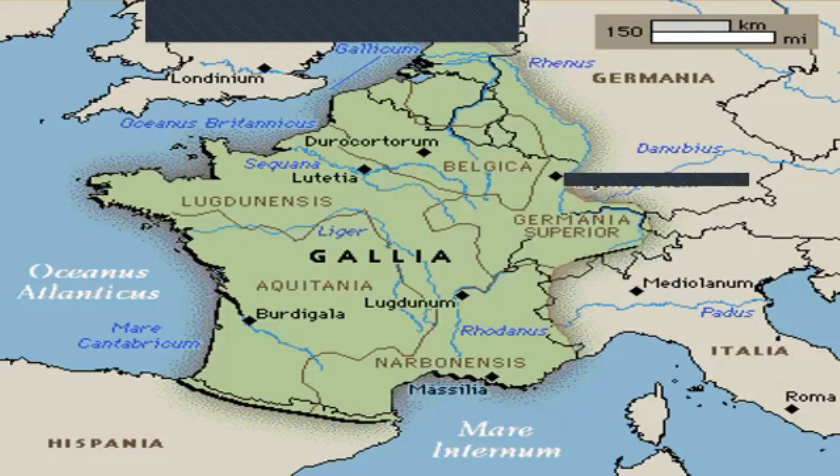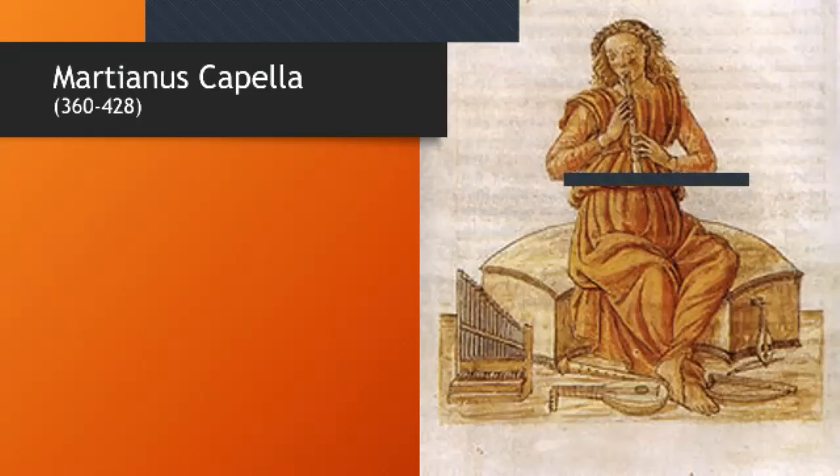The next author that I would like to explore is Martianus Capella, whose dates are roughly 360 to 428. He was a Latin prose writer, one of the earliest developers, really, of the system of the seven liberal arts that structured so much of early medieval education. And we're going to be talking about that in a moment.